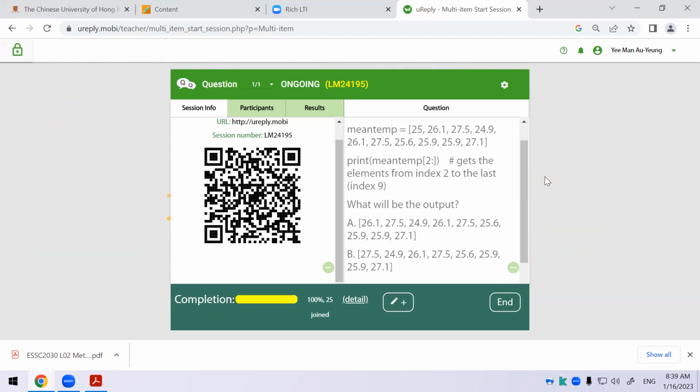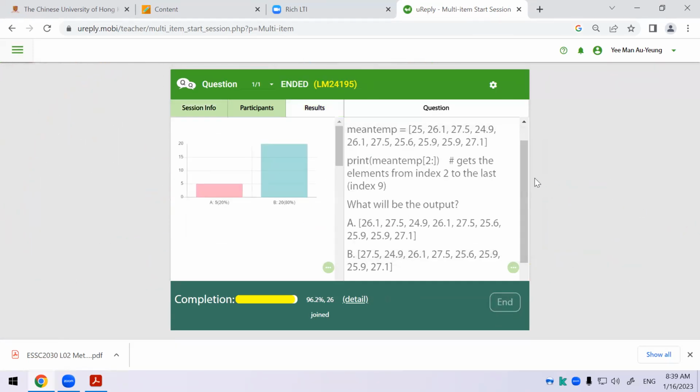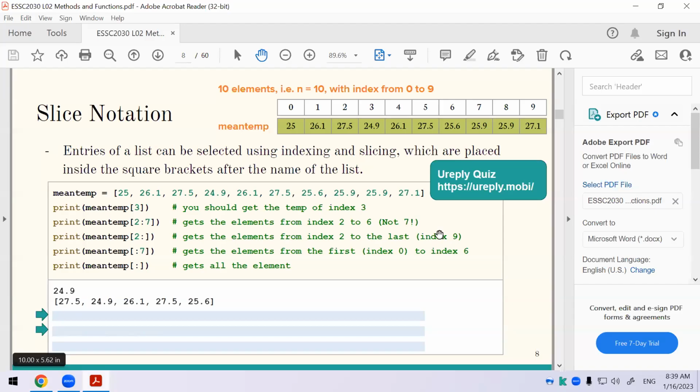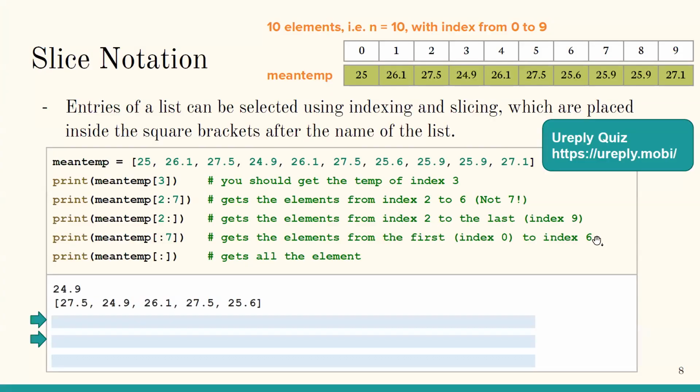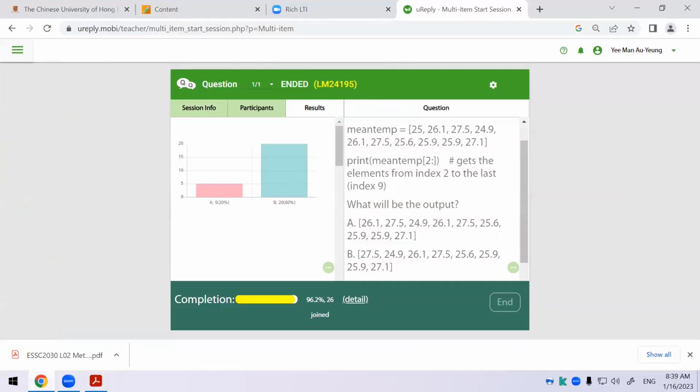I assume all of you have tried. Does anyone still need more time? Okay, so 0, 1, 2. So we're starting with 27.5, which is B. Oh, there's a second question. Sorry about that.